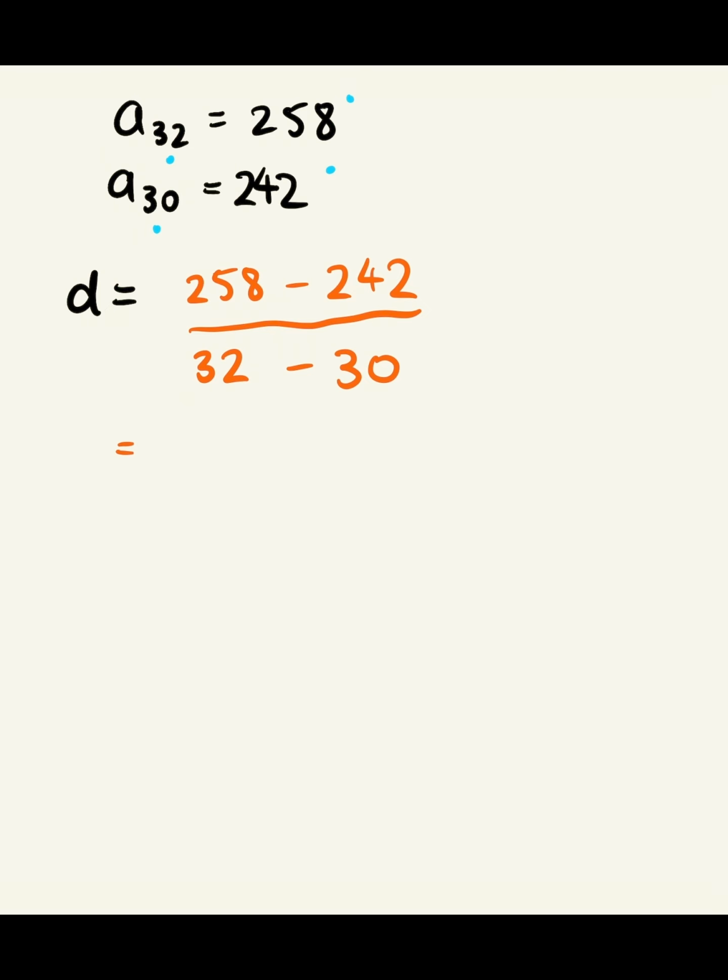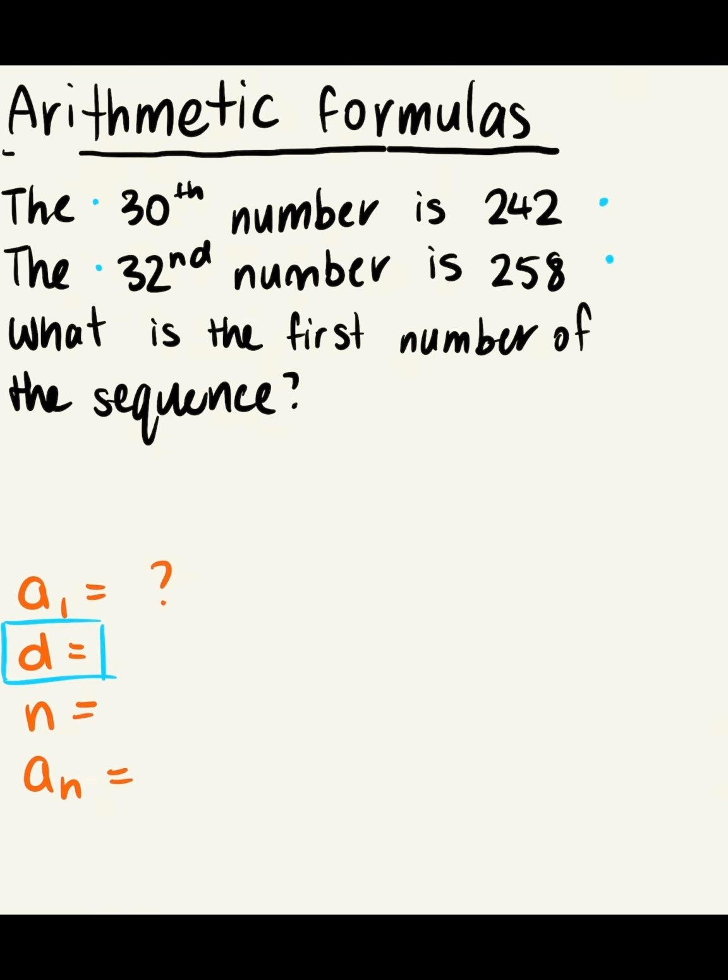And that is going to leave us with 16. So 258 minus 242 is going to leave us with 16, and 32 minus 30 is 2, and 16 divided by 2 is 8. So that's what we got before. But obviously you might not always have that information, so you might not know that.